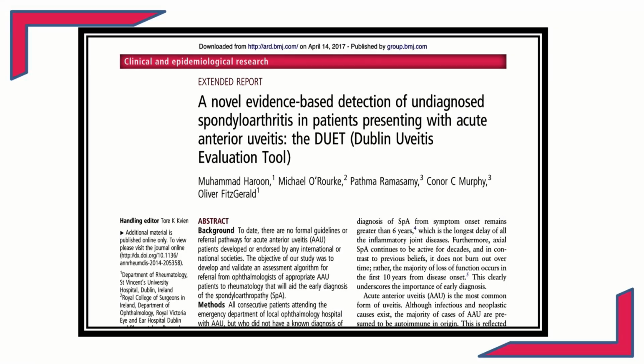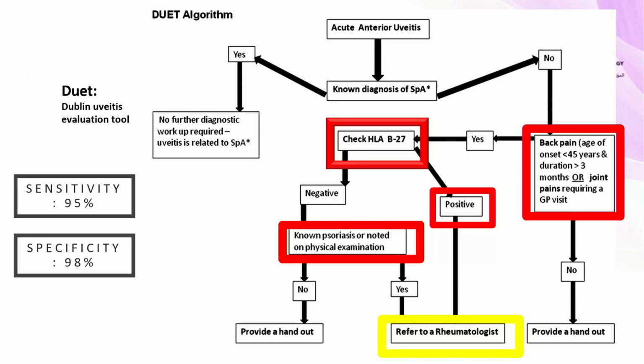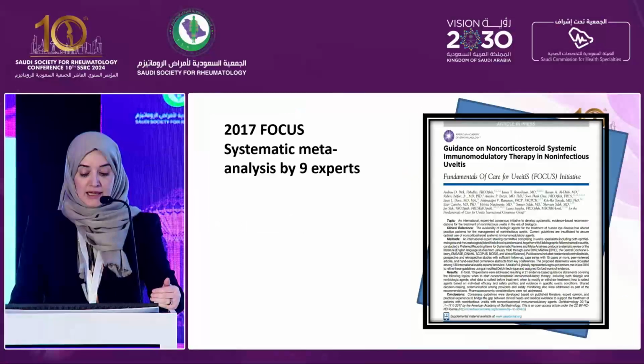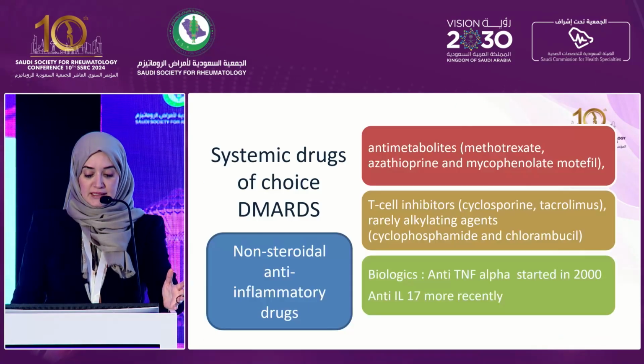2 minutes. Okay, the Dublin classification is very important, and it tells us that any patient with back pain below the age of 45 should be addressed and consulted and sent to a rheumatologist. Now, let me see here.